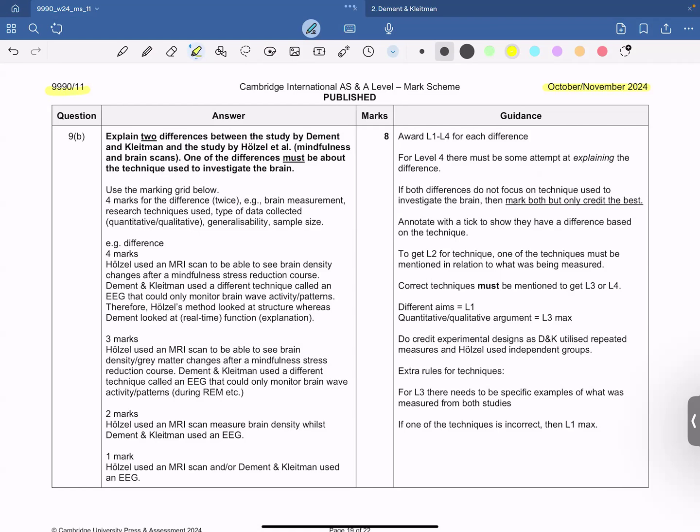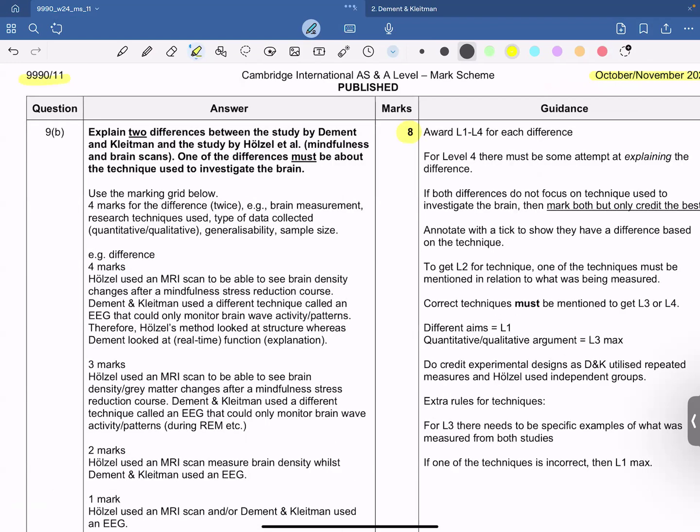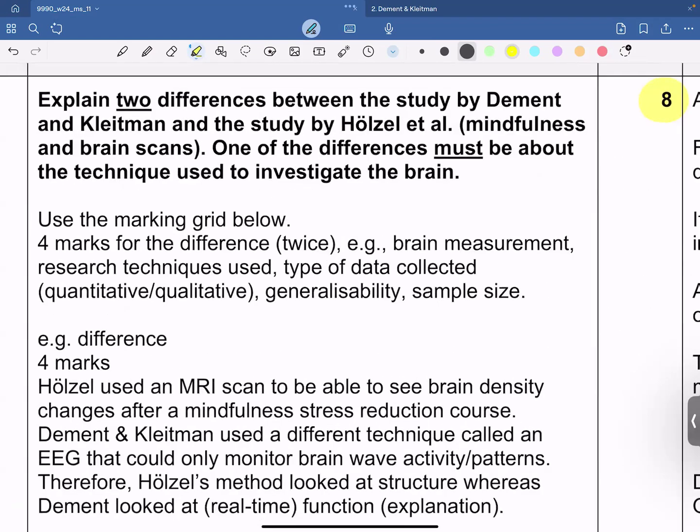Before we proceed, let me read out the question for you so that you have an idea about what we're stepping into. The question reads, explain two differences between the study by Dement and Kleitman and the study by Holzel et al., that is mindfulness and brain scans. One of the differences must be about the technique used to investigate the brain. The technique used is a must. So I'll just put this in a box here.